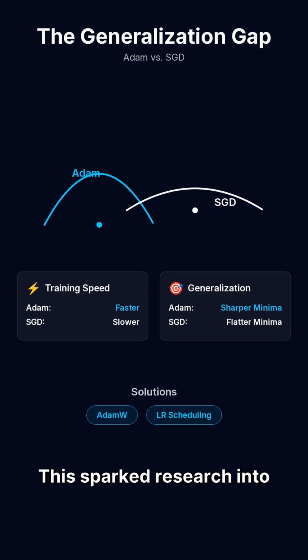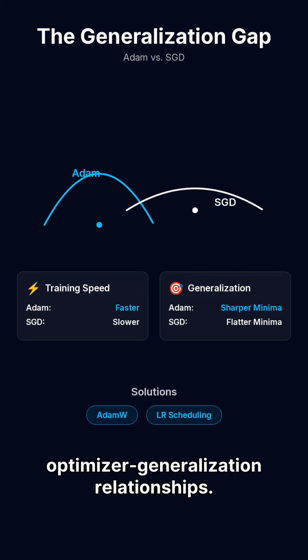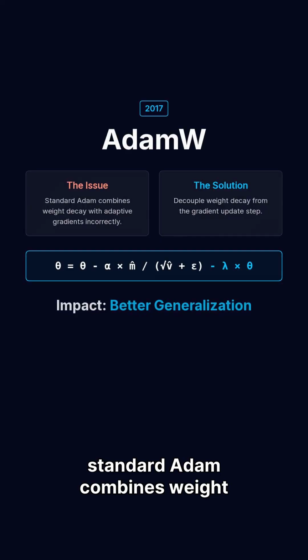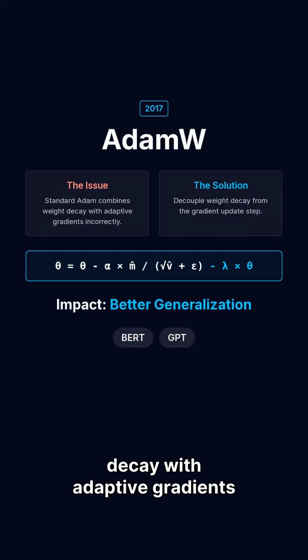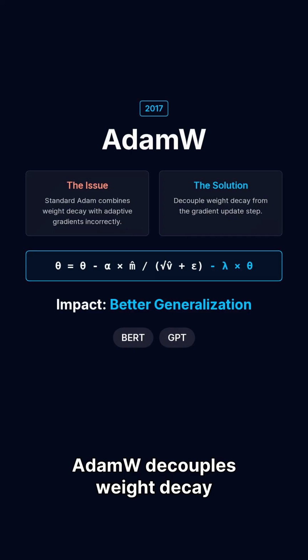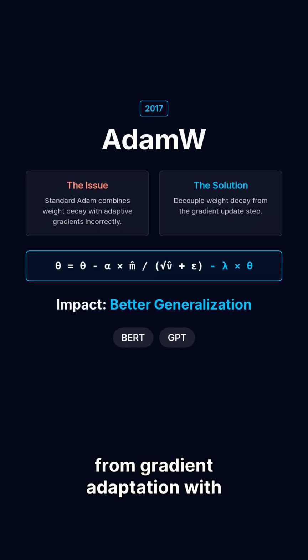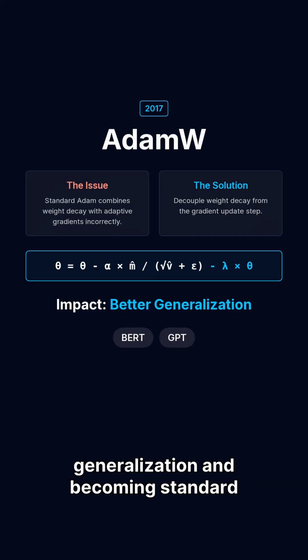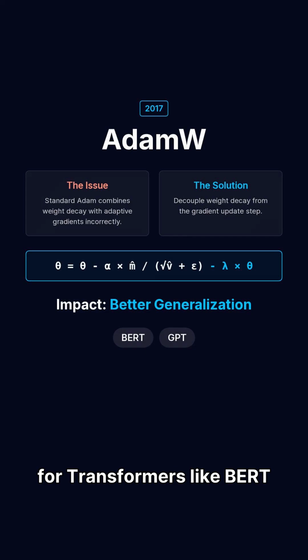This sparked research into optimizer generalization relationships. A crucial refinement in 2017 was AdamW. The issue was that standard Adam combines weight decay with adaptive gradients incorrectly. AdamW decouples weight decay from gradient adaptation with the update. This had a significant impact, leading to better generalization and becoming standard for transformers like BERT and GPT.